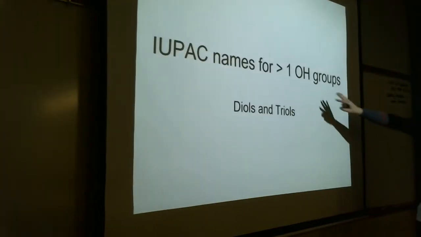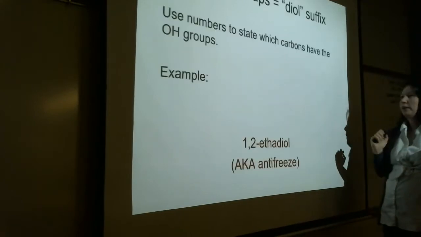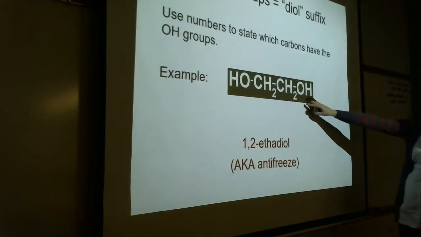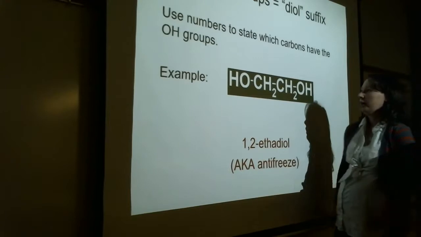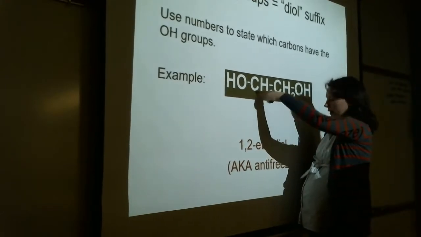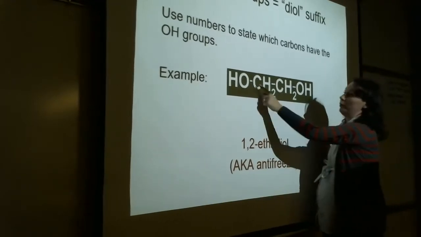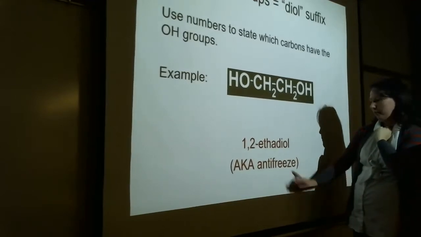Now, when you have more than one OH group, we're going to call it either a diol or a triol. So this is a diol. You do have to state where both OHs are, because they could both be on number 1. It could be 1,1-ethanediol, or it could be 1,2-ethanediol. All right, antifreeze.